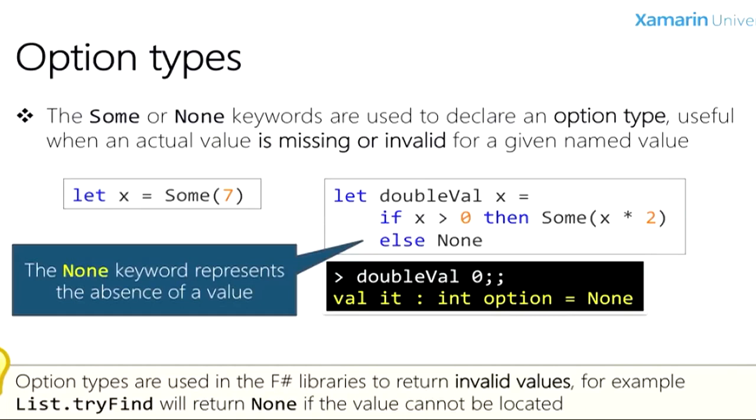And the options module has several built-in methods as well to test for option types. There's option is none, option is some, as well as methods to perform filtering and iterations on option type values when they have a value. So things like option.map and option.iter, which you'll look at a little bit later.